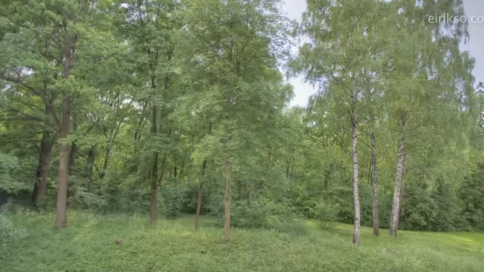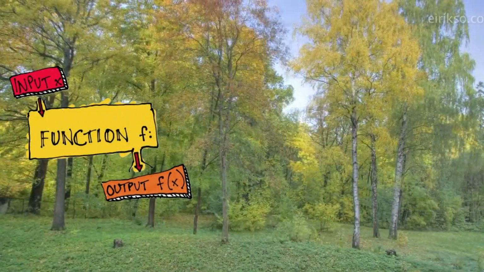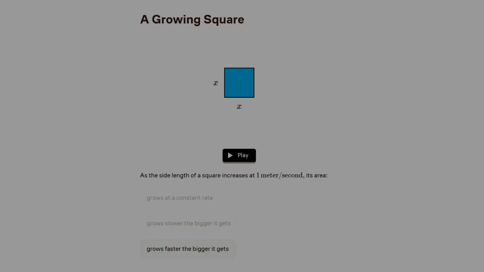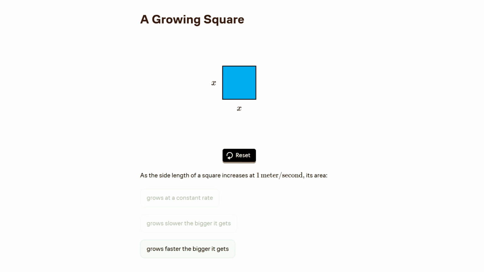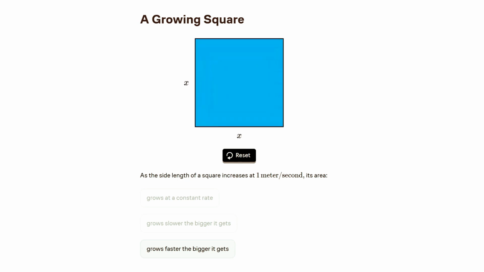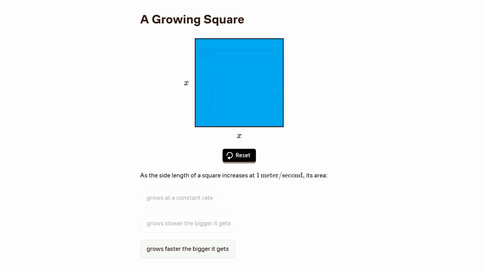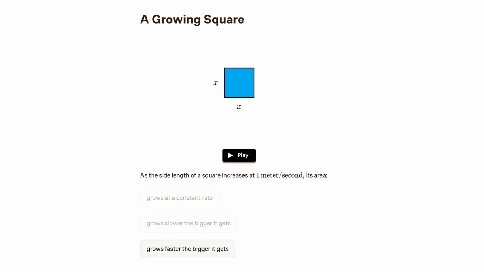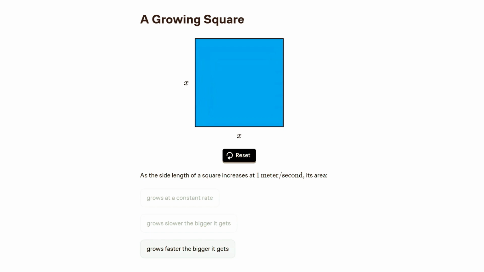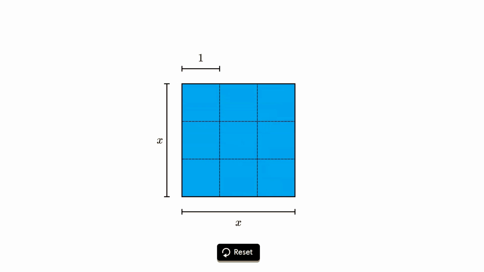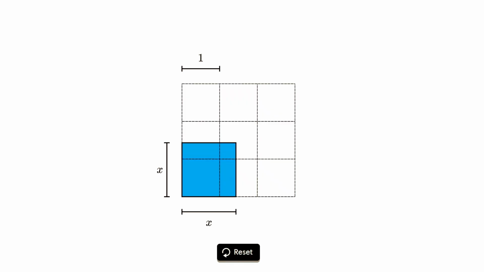To make use of it, we describe problems in terms of functions and their graphs. We'll begin by modeling a simple scenario, the area of a growing square. Now think about what will happen as the side length of a square increases at 1 meter per second. Does its area grow at a constant rate, or does it grow slower the bigger it gets, or does it grow faster the bigger it gets? What do you think? Yes. As we can see in the animation, its area grows faster the bigger it gets. But how much faster? Let's investigate.